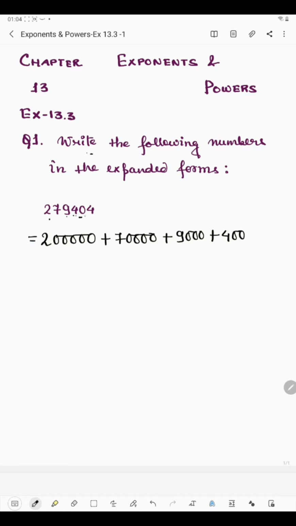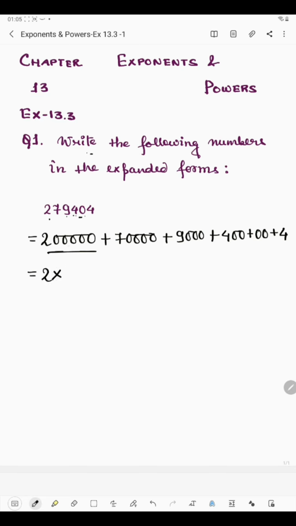Then we have 4 and after 4, 2 places, so 2 zeros. And then we have 0 and after 0 we have only one digit, so 1 zero. And then at last we have 4 and after 4 there is no digit, so we will write 4 because this is at one place, right? Now how have we got this number?